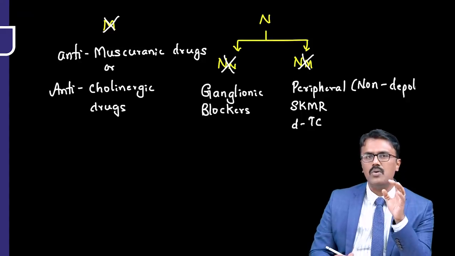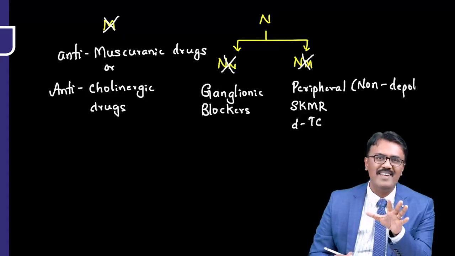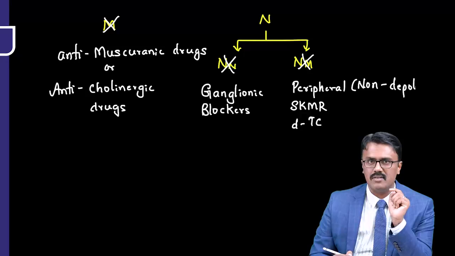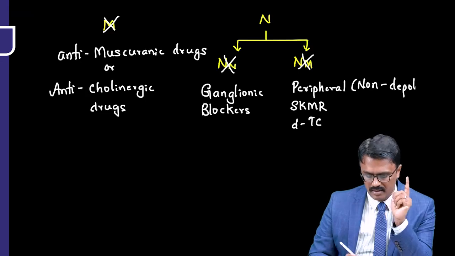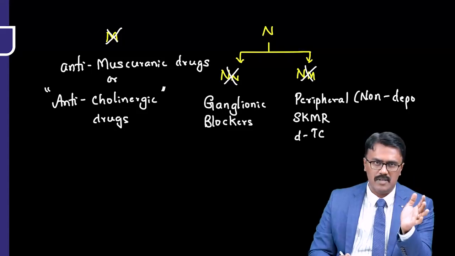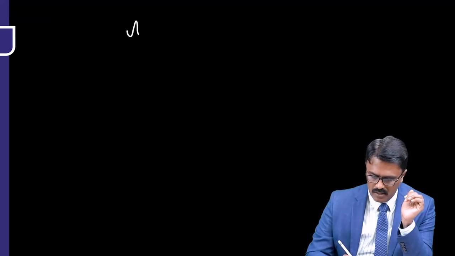Now remember, don't confuse this with anticholinesterase. Anticholinesterases inhibit the enzyme cholinesterase and increase acetylcholine, so they are cholinergic drugs. Anticholinergic drugs are the ones which block the muscarinic receptor. So let us start our journey with the anticholinergic drugs.